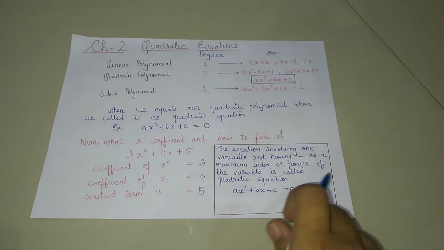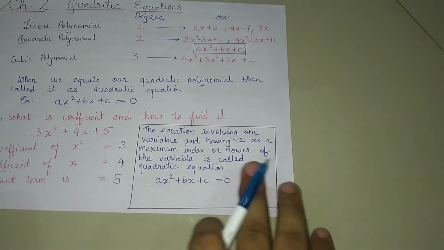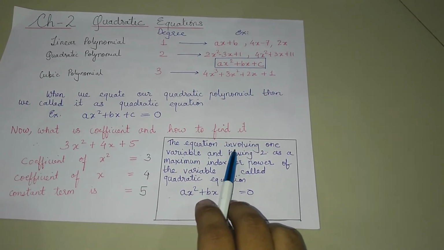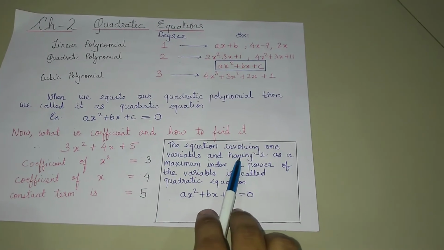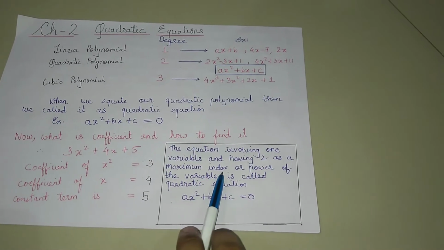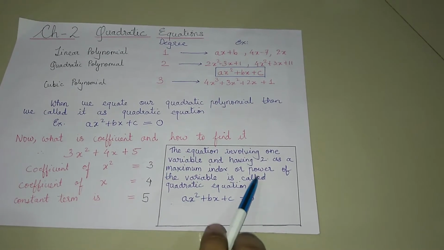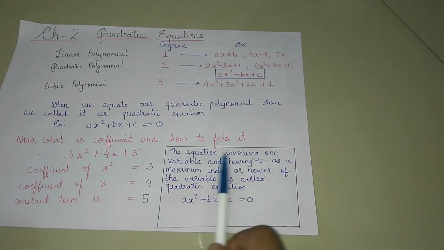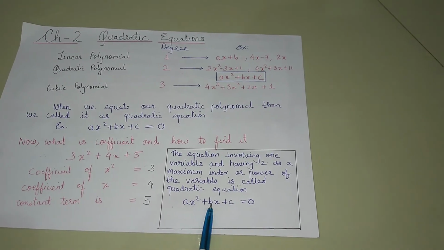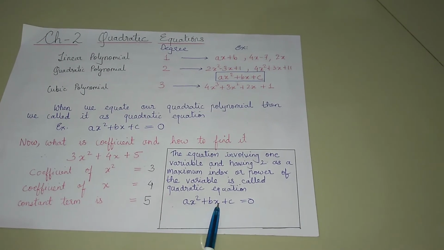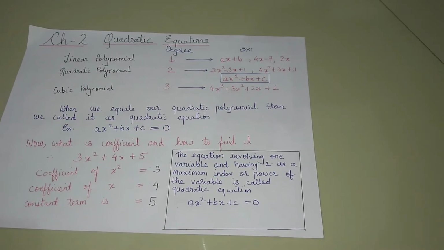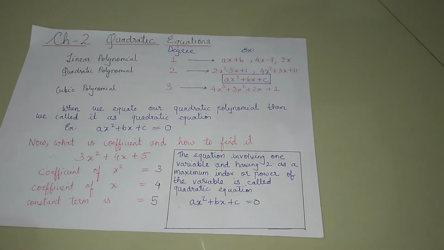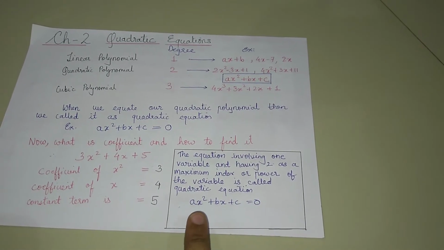Now we'll quickly see the definition of a quadratic equation, so you will be more clear on it. The equation involving one variable and having two as the maximum index or power of the variable is called a quadratic equation. Equation involving one variable means like this, ax square plus bx. This x means it's only one variable. In the chapter on linear equations in two variables, we used to have x and y, two variables. But now there is only one, that is x.